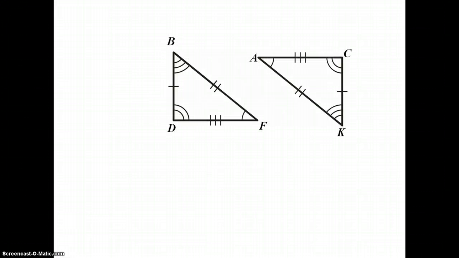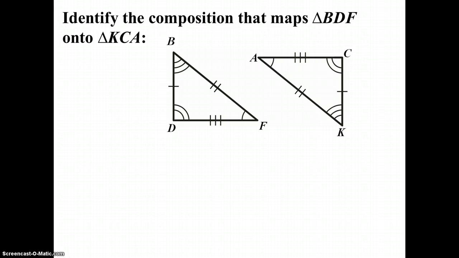So let's go back to what we were doing before. We were doing transformations. And so here is a composite transformation, and what we want to know is, looking at triangle BDF, how does it map onto KCA? What happens? What did we do? What kind of transformations did we need to do to get there? So take a minute and look at it. We'll pause for a second, take a guess, talk with your partners and see what you have, and then we'll come back.